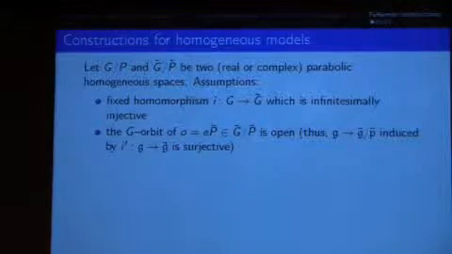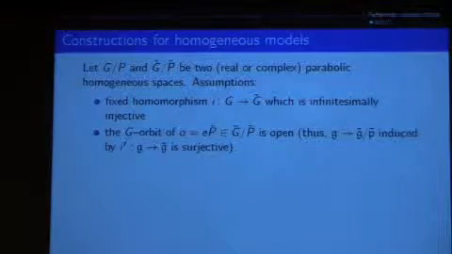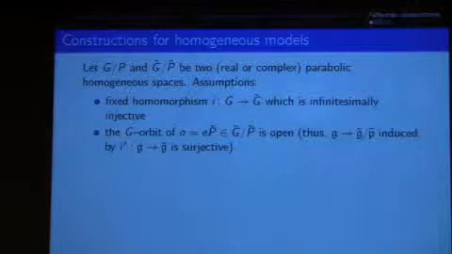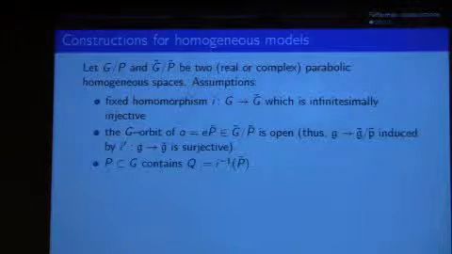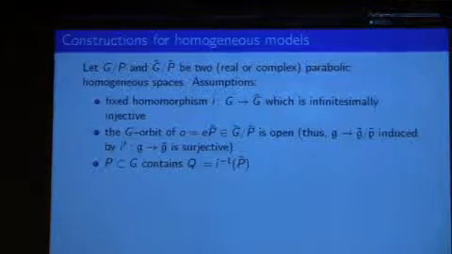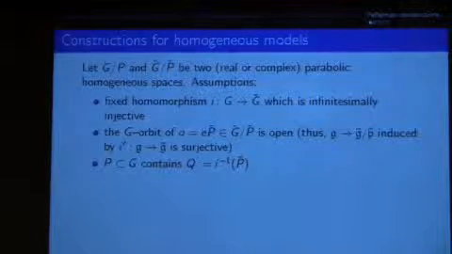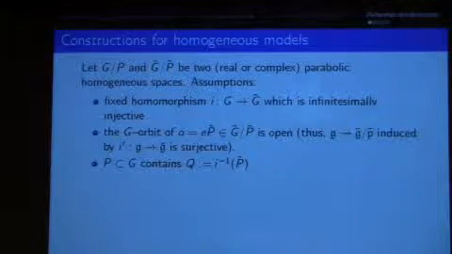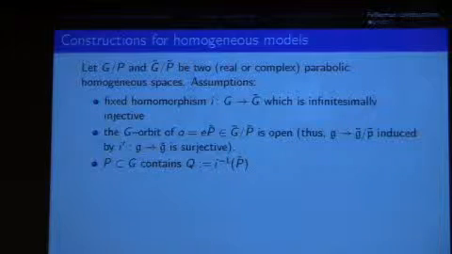So it means that you will end up with some open sets where you need to construct some structures. Otherwise it wouldn't provide you with nice geometries. And the last requirement is clear. You need that the original structure group P contains the preimage of the new structure group in the embedding.